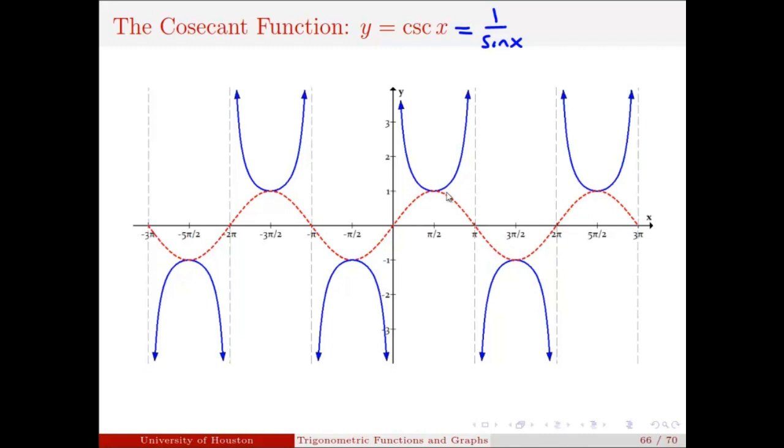Notice that for this portion of the sine graph, where the values are between 0 and 1, the reciprocal of these y values will be greater than or equal to 1. For this portion of the sine graph, where the values are between 0 and minus 1, the reciprocal of these y values will be less than or equal to minus 1. If we also take into account the location of the asymptotes at the multiples of pi, we see that these blue curves represent the graph of cosecant of x.